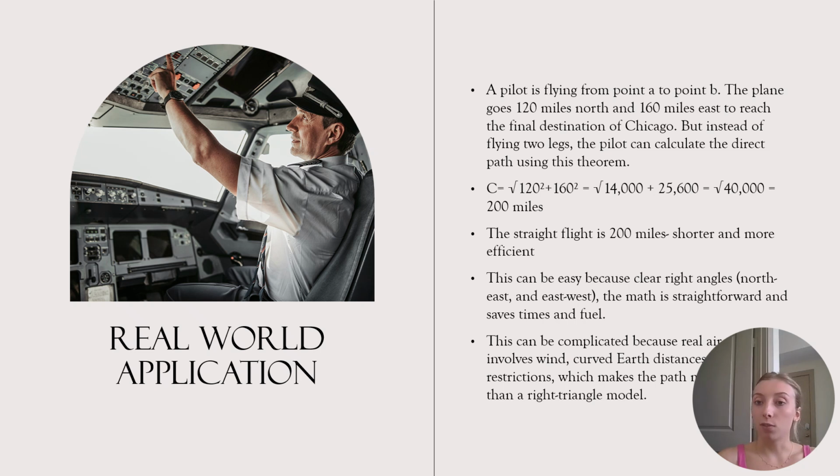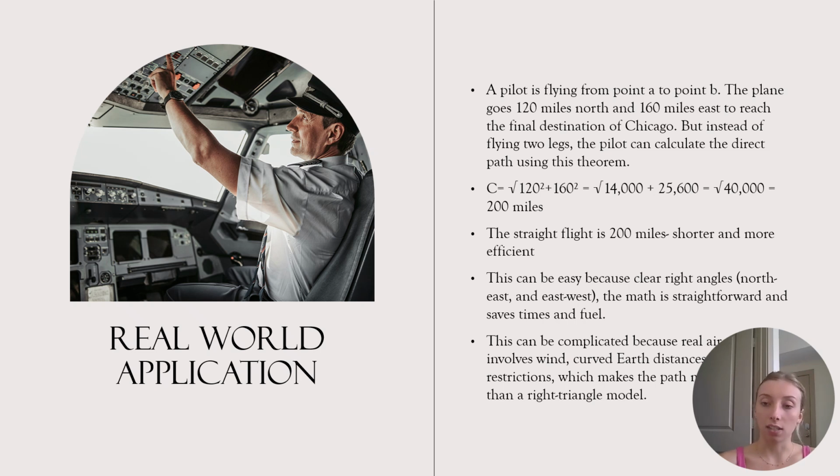So this pilot flies from point A to B. The first leg is going to be 120 miles north and 160 miles east to reach the final destination of Chicago. Instead of flying two legs, he wants to calculate the direct path, and he can use this theorem. So we're going to have c squared equals 120 north, and then we're also going to have 160 east, which gets us to the square root of 14,400 plus 25,600, which gets us to the square root of 40,000, which is 200 miles, which is shorter and more efficient.